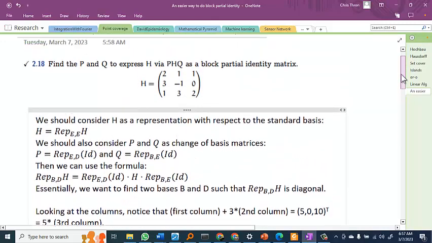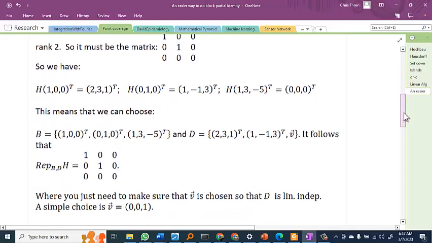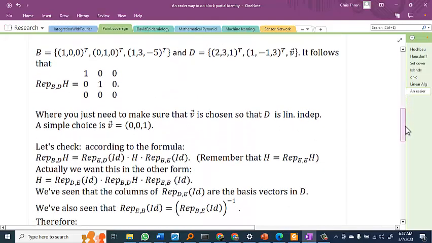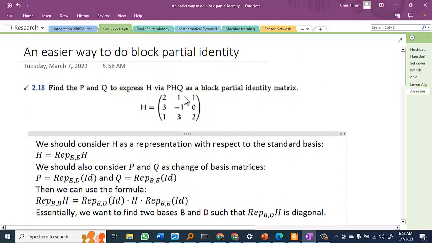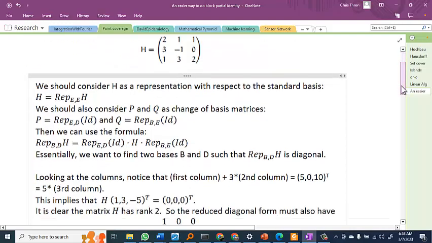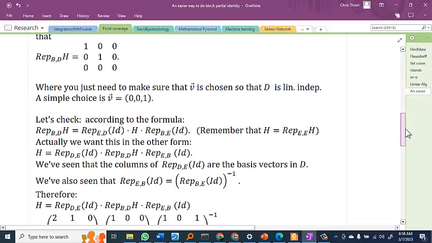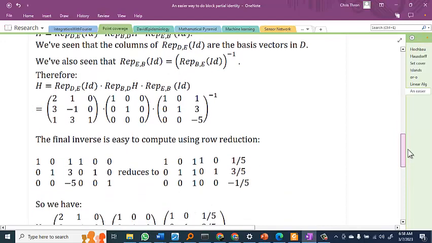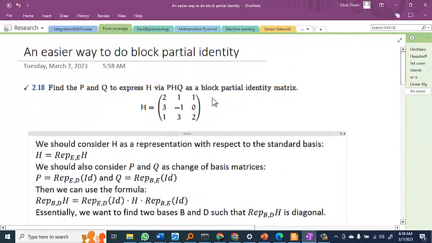And once I found my two bases, B and D, I just used the matrix representation formula to convert this H in the standard basis to H in terms of bases B and D. So this is worth thinking about. I think it's not obvious, but it's worth thinking about how this PHQ really is a change of basis formula, as long as P and Q are invertible. If P and Q are not invertible, then they're not change of basis matrices. Okay, that's it. Hope you enjoyed it.